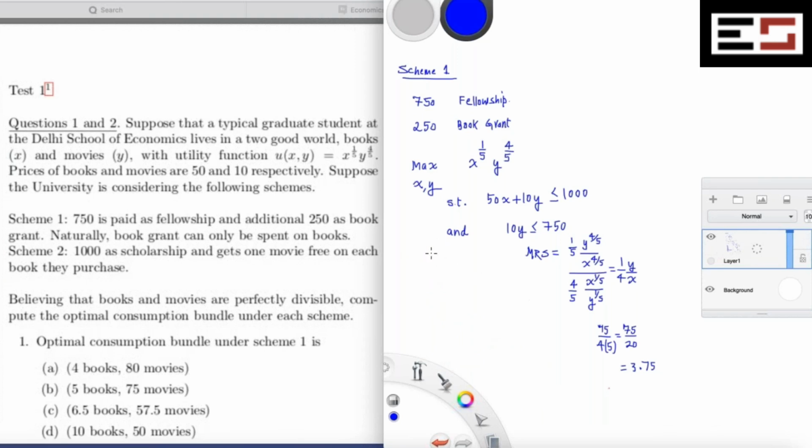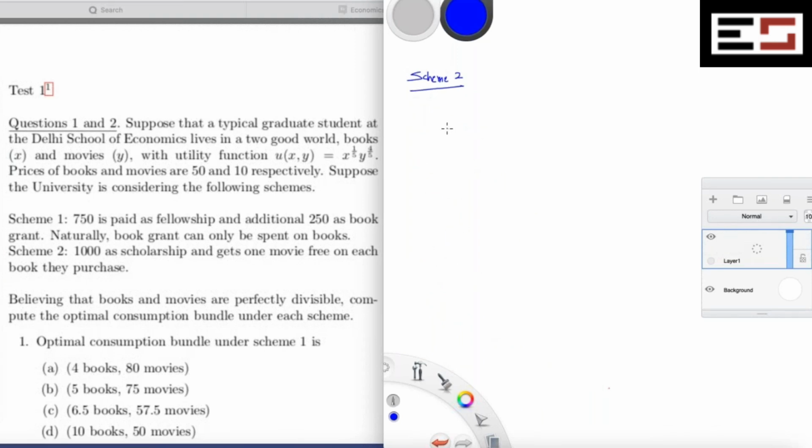Scheme 2 says the following: you will get 1,000 as scholarship, and you will get one movie free with every book you purchase. And please note that because books and movies are perfectly divisible here, we are assuming that it is possible to consume books and movies in non-integer quantities.